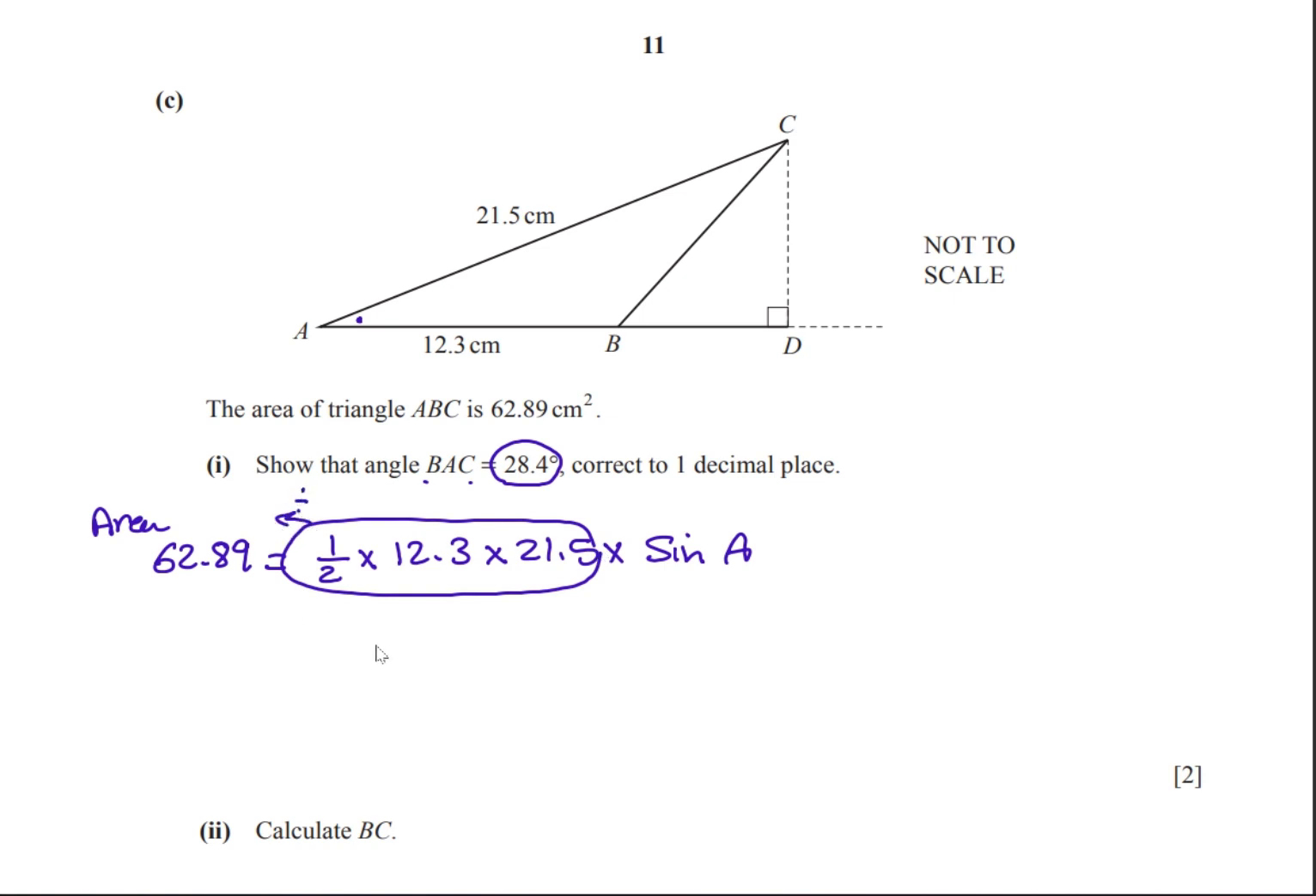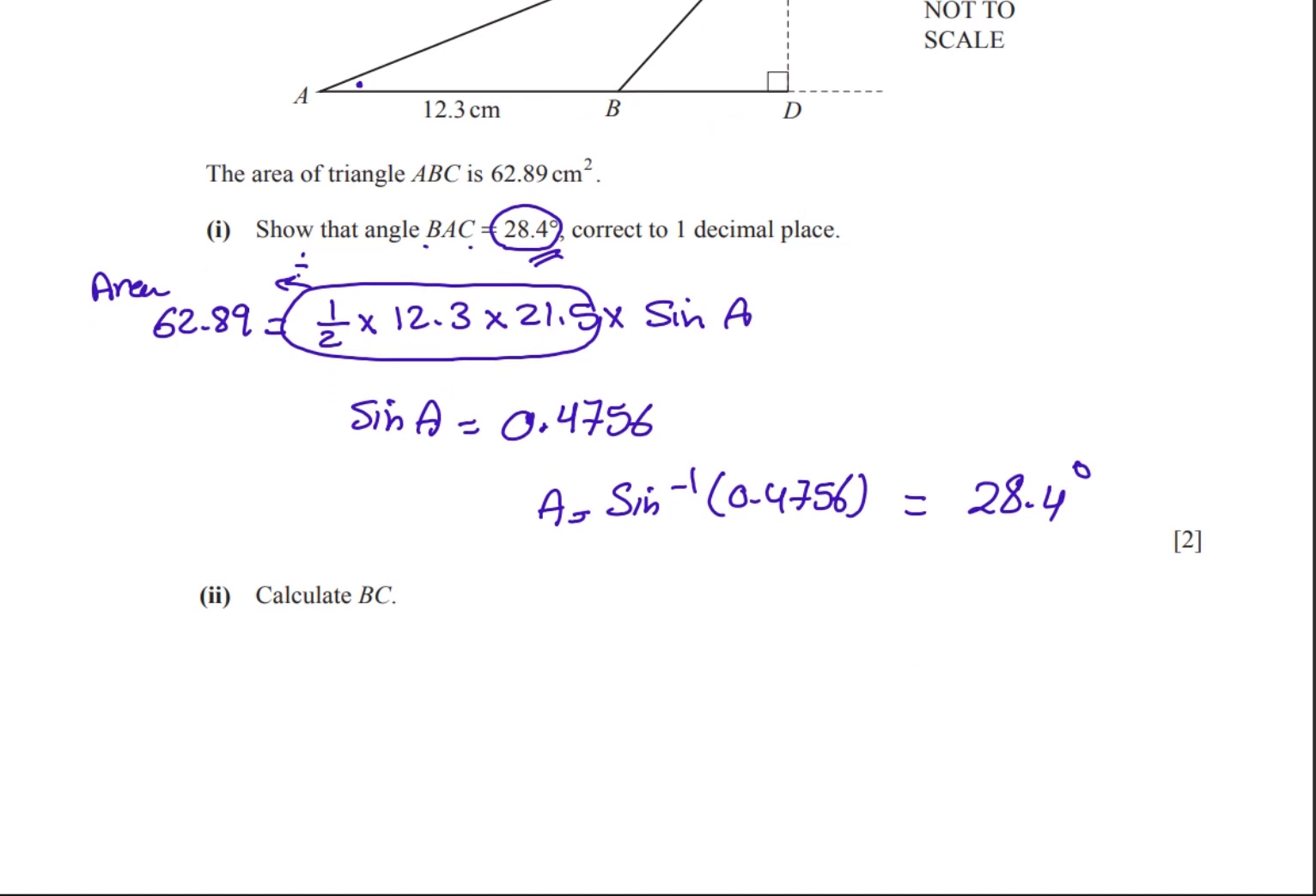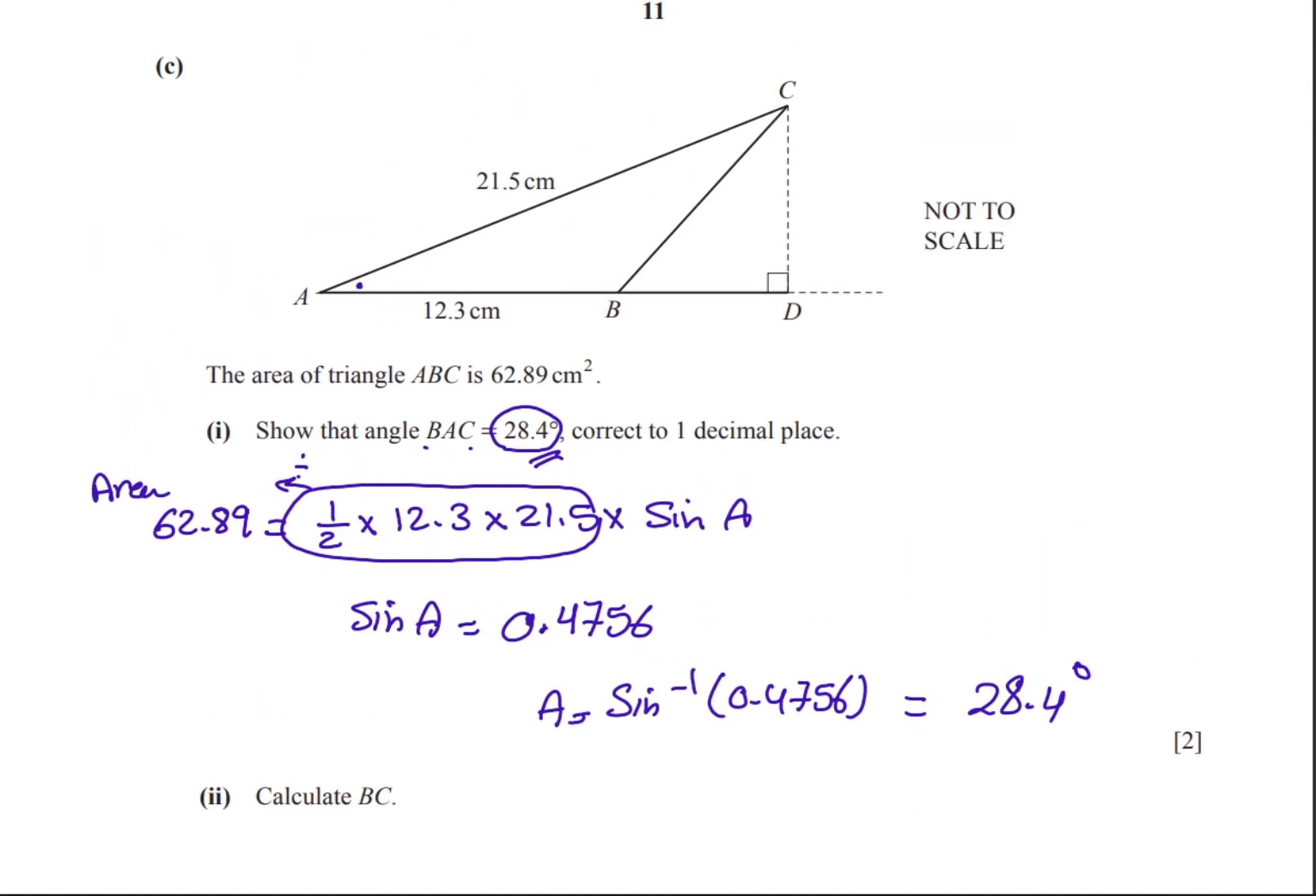I can see that sine A will be equal to 0.4756. So from here, if I want to get A, it will be sine inverse of what I got from here, which is 28.4 degrees, and this is what was required. Then calculate BC. Okay, here I got this. You have to provide your drawing with the givens you got.